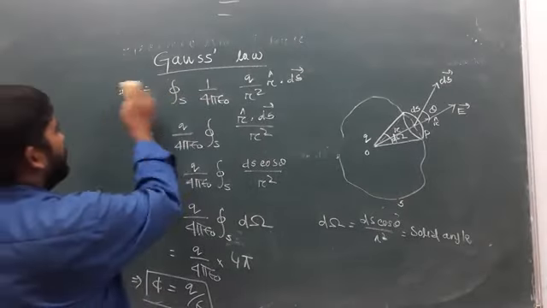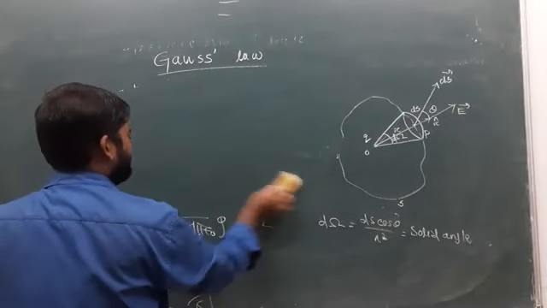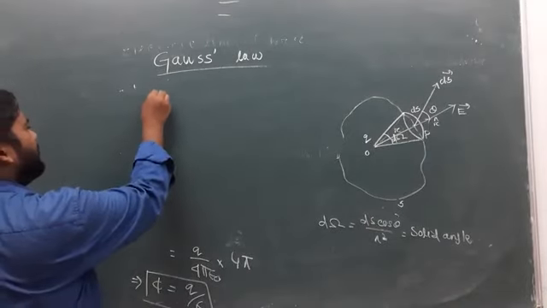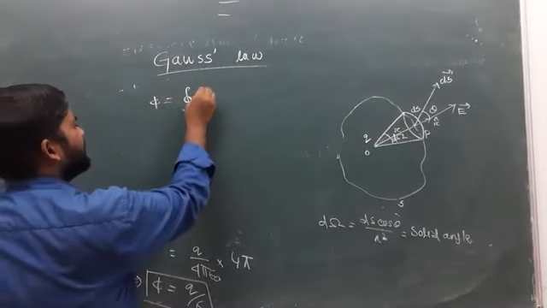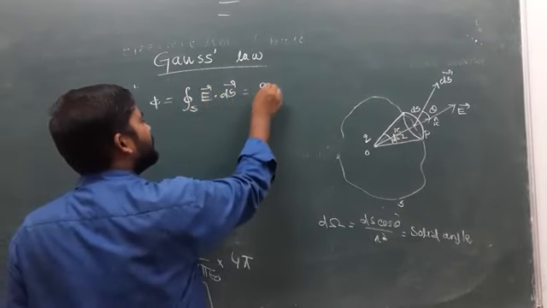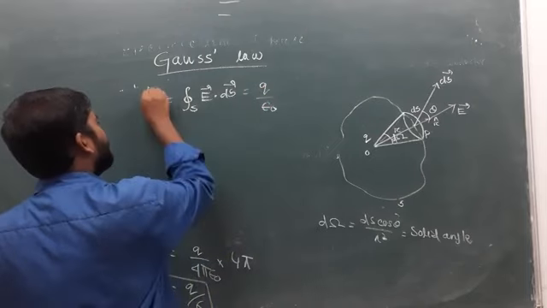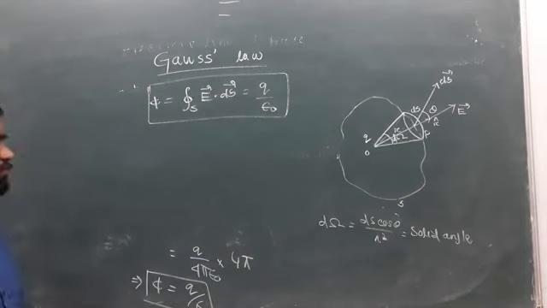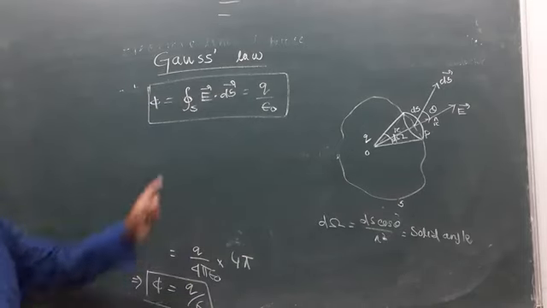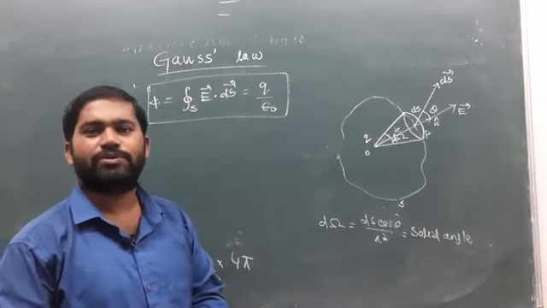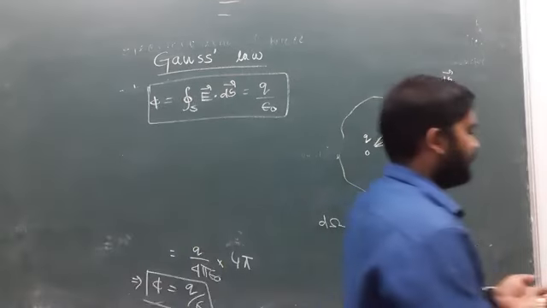As a whole we can write phi equal to closed integration S E dot ds equal to q by epsilon 0. So that is called Gauss law in electrostatics, that is phi equal to closed integration S E dot ds equal to q by epsilon 0.